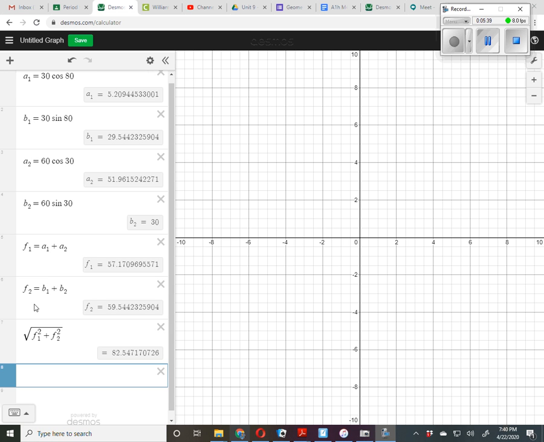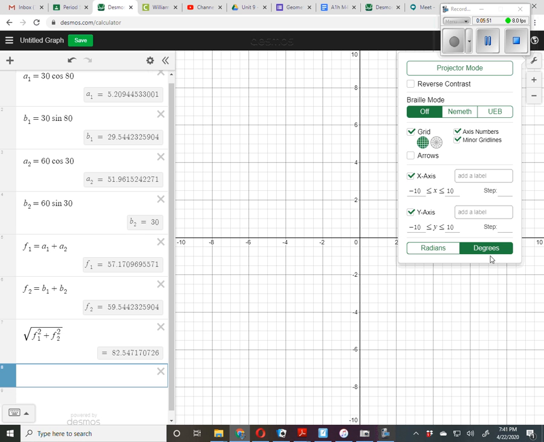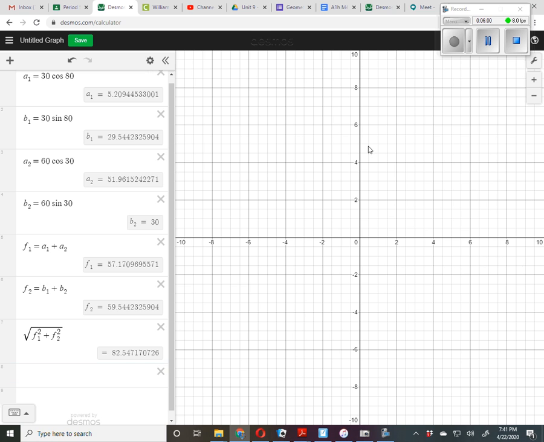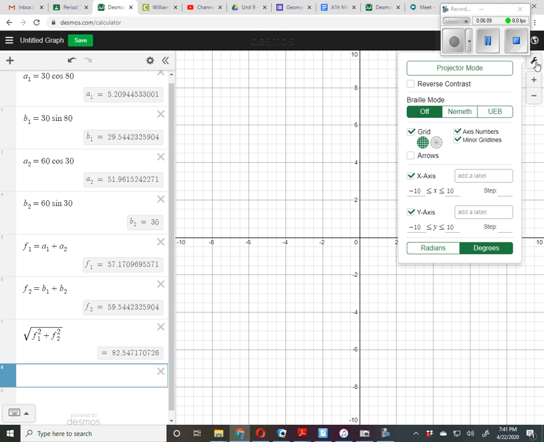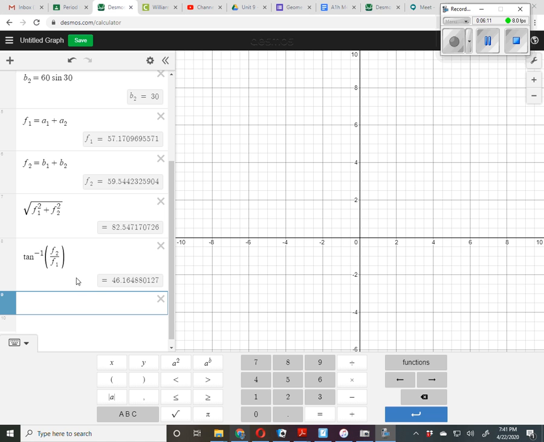Okay, so I've got my magnitude. Now, one of the things I didn't tell you, and I should have, make sure your calculator is in degree mode. Notice that if this were in radians, those values change. We don't want them in radians because we're dealing with degrees. So we should be in radian mode, and now we're going to go ahead and find the angle. I should say we should be in degree mode, not radians, right? Okay, so I got a magnitude of 82.55 and a direction or an angle of 46.16.